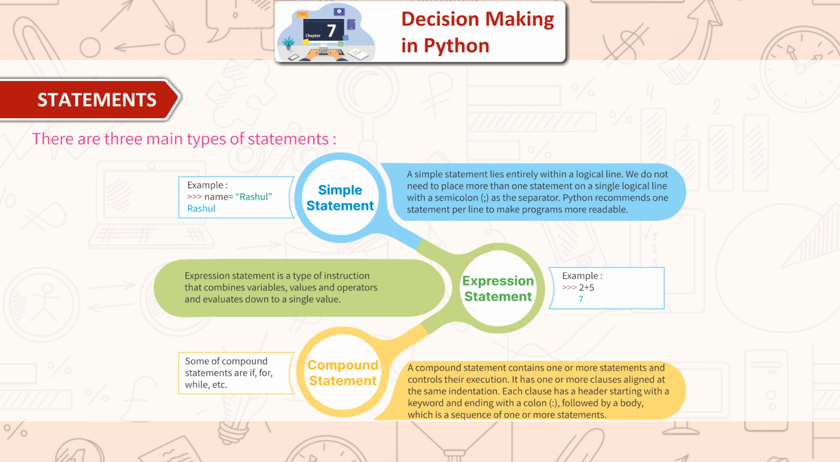Compound statement. A compound statement contains one or more statements and controls their execution. It has one or more clauses aligned at the same indentation. Each clause has a header starting with a keyword and ending with a colon, followed by a body which is a sequence of one or more statements. Some of the compound statements are if, for, while, etc.